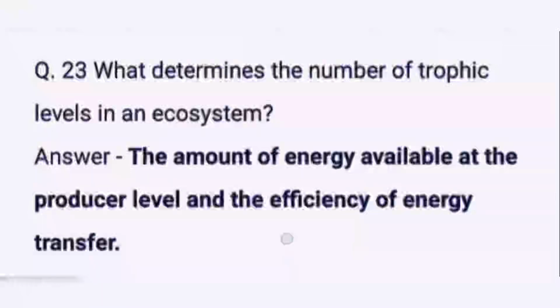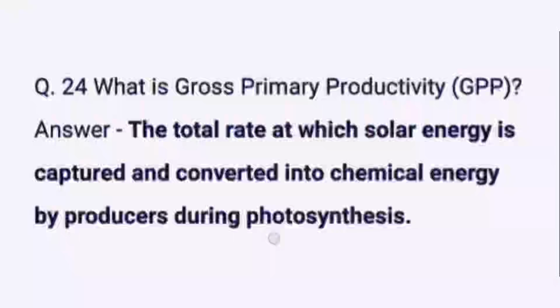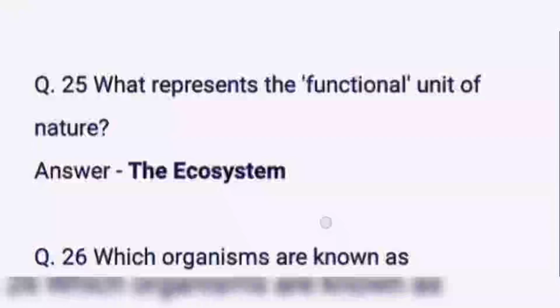What determines the number of trophic levels in an ecosystem? The amount of energy available at the producer level and efficiency of energy transfer. What is gross primary productivity? GPP, the total rate at which solar energy is captured and converted into chemical energy by producers during photosynthesis. What represents the functional unit of nature? The ecosystem.